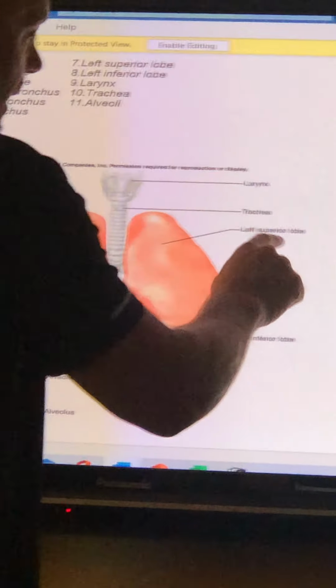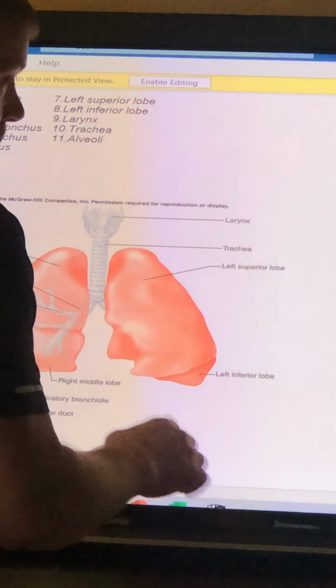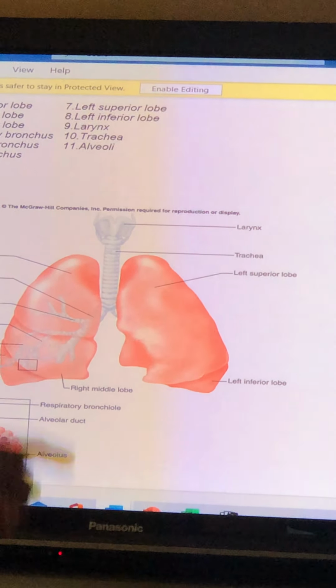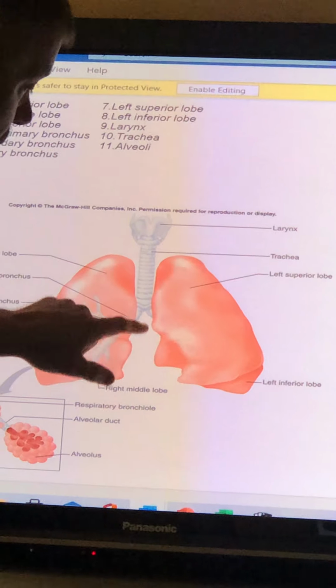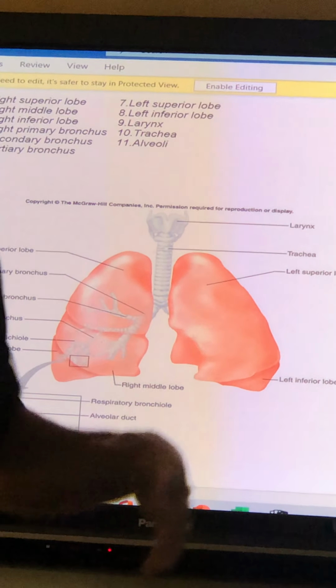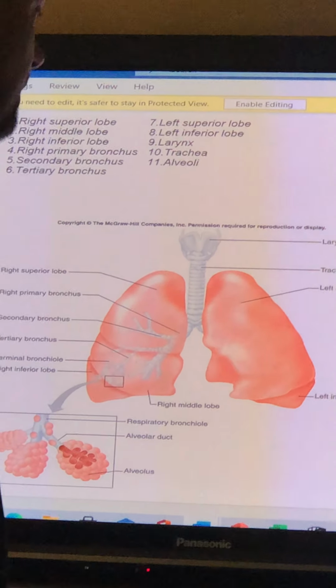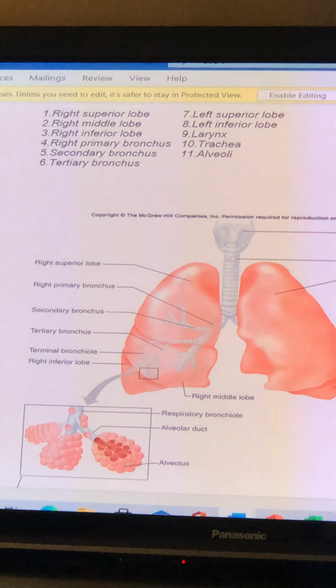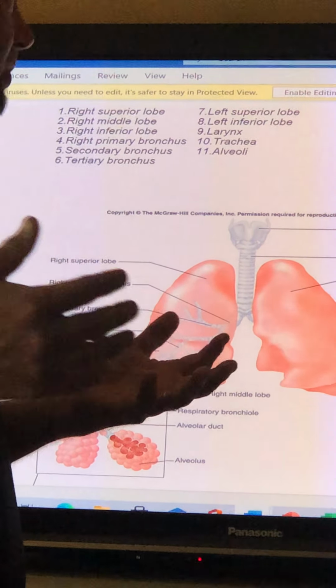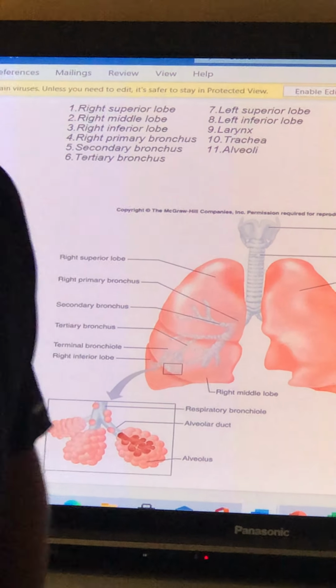Then coming down this way, left superior lobe, left inferior lobe. You only have 2 lobes on the left lung because of the heart. This area here is known as the cardiac impression. The heart takes up a lot of this space, so you only have a top and bottom lobe in the left lung. So pretty straightforward, very straightforward, not a lot of structures in the anatomy.